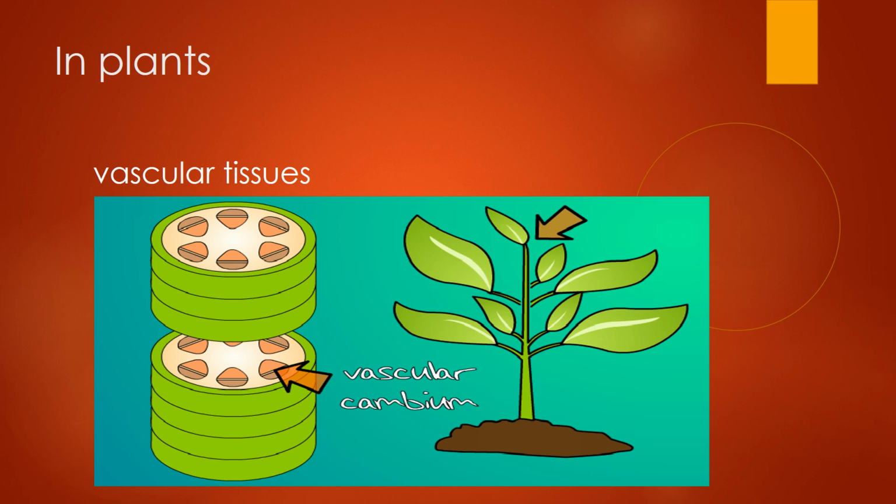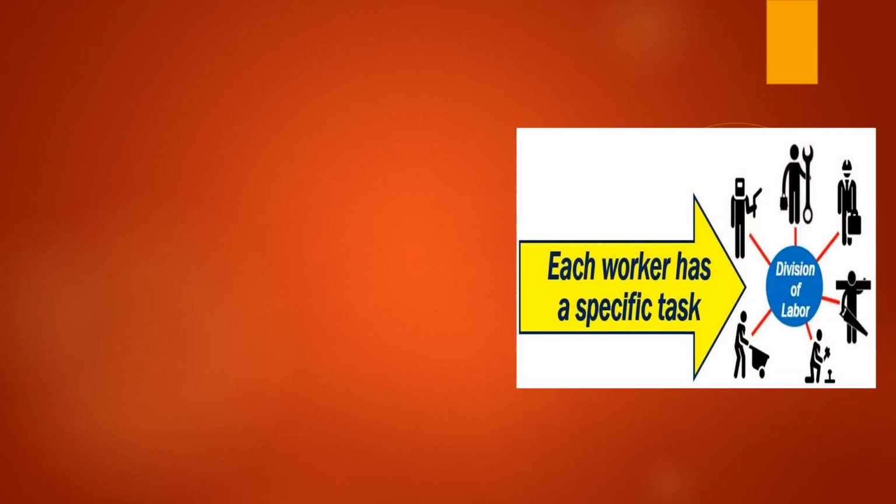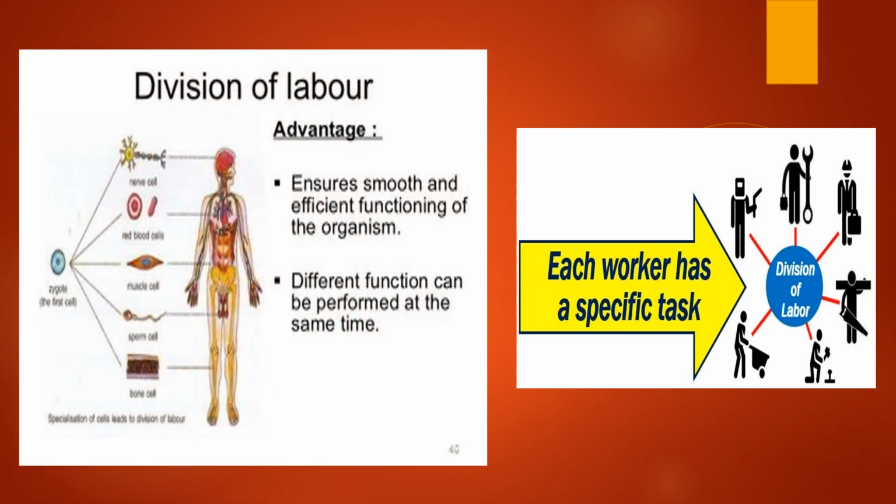Like animals, plants are also multicellular organisms. In plants, vascular tissues are present for conducting food and water to different parts of the plant. In short, remember, in a multicellular organism, work is divided among different groups of cells to perform efficiently. For example, if in a company different workers have a specific task, in the same way in our body different cells have different and specific work.